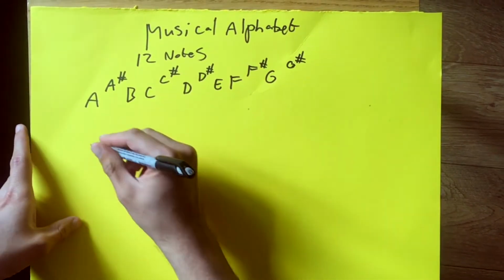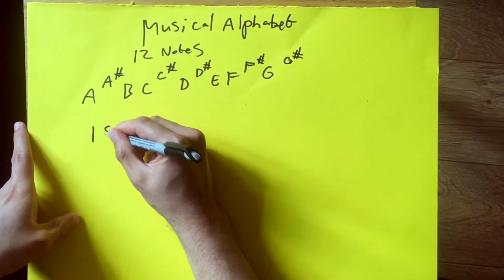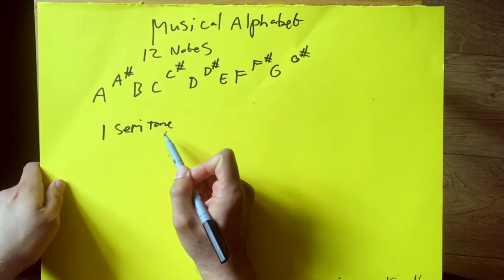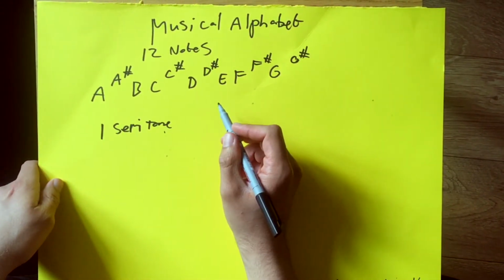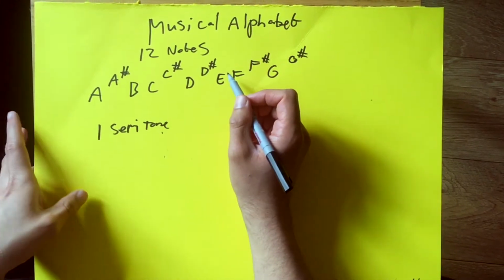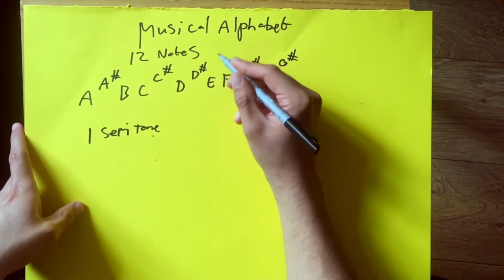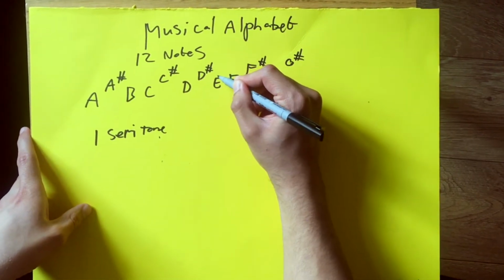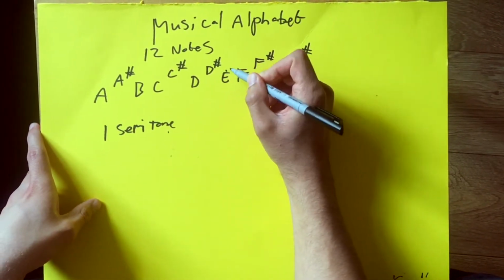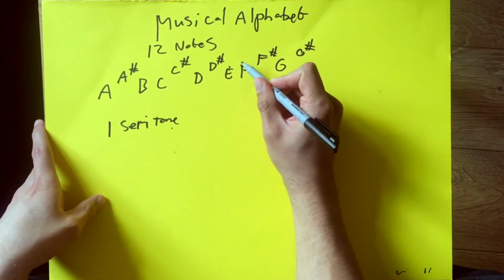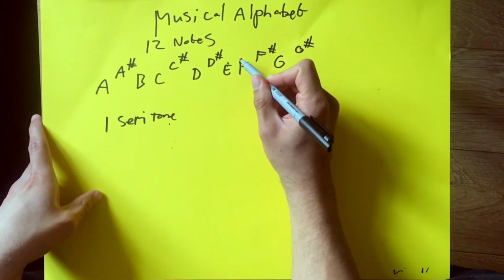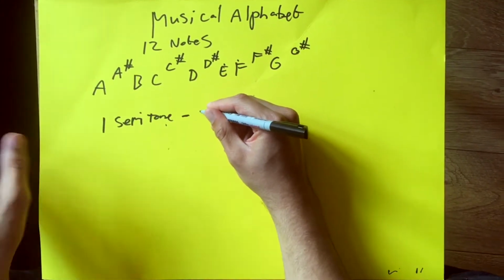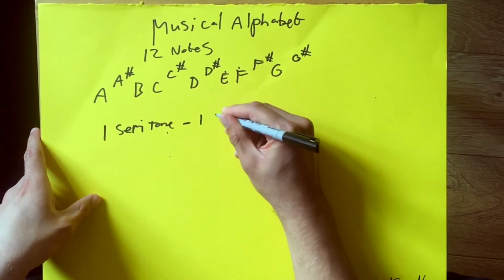So I'm going to teach you something called one semitone. So we have a semitone. And what a semitone is: the distance between D sharp and E is a semitone. E to F is also a semitone. And on the guitar, one semitone is 1 fret.